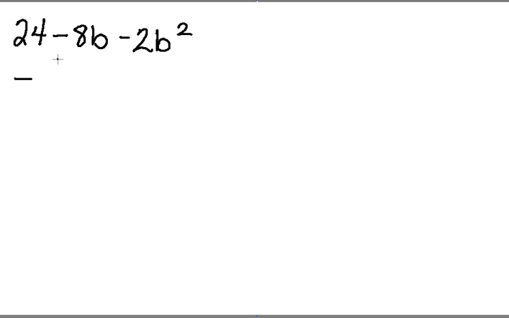In addition, I want to look through and see if there's anything else I can factor out. I've got a b squared, a b, and there's no b term here, so I can't really pull out a b. But if you notice, I've got a 2, an 8, and a 24. So I notice I can pull a 2 out of every single term. So I'm going to go ahead and pull out a negative 2.